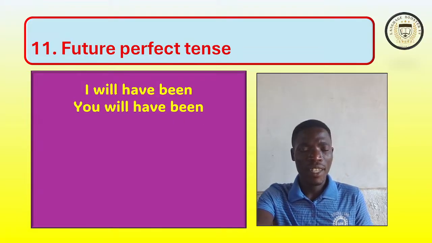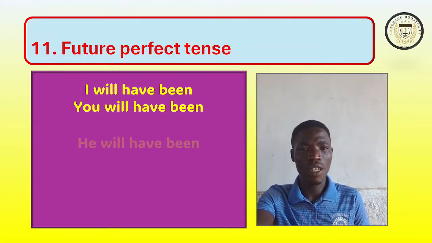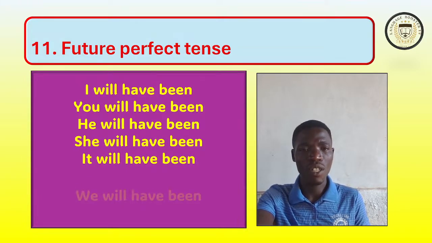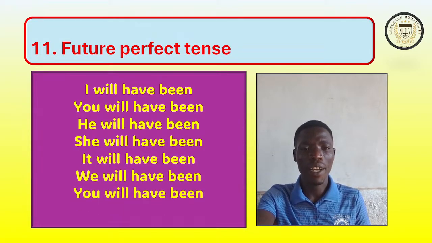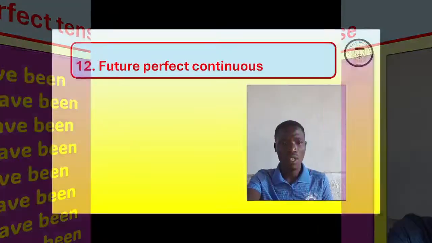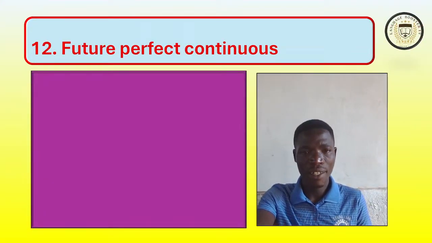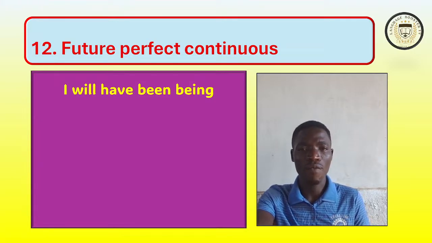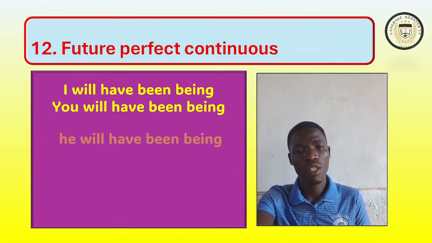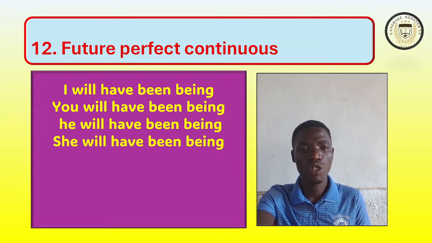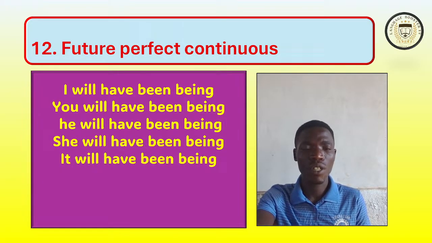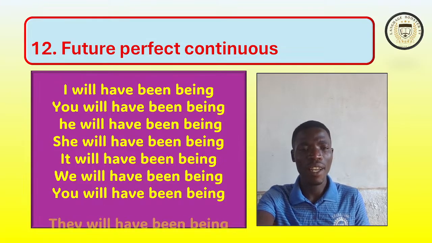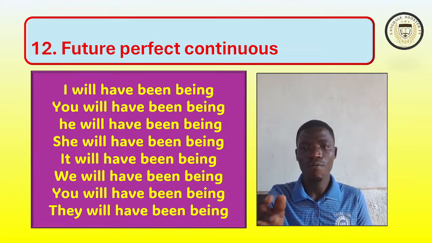In future perfect tense, we say I will have been, you will have been, he will have been, she will have been, it will have been, we will have been, they will have been. The last tense is the future perfect continuous, and we will say I will have been being, you will have been being, he will have been being, she will have been being, it will have been being, we will have been being, you will have been being, and then they will have been being.